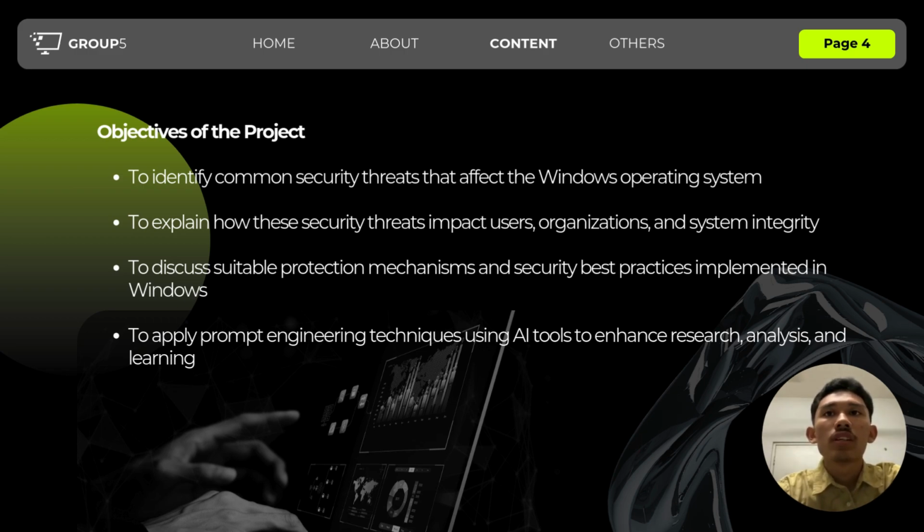First is to identify common security threats that affect the Windows operating system. Second is to explain how the security threats impact users, organizations, and system integrity. Third is to discuss suitable protection mechanisms and security best practices implemented in Windows. And the last one is to apply prompt engineering techniques using AI tools to enhance research, analysis, and learning. So next, I pass to my friend.